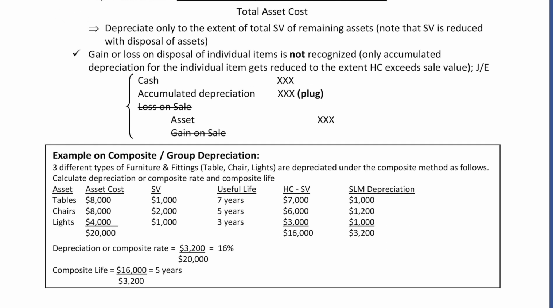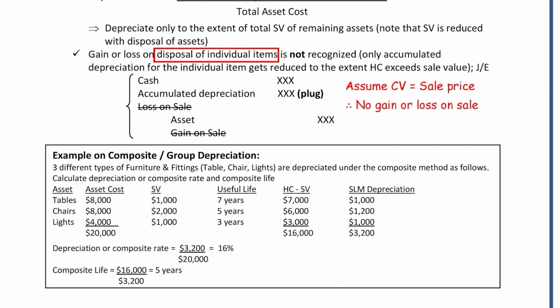Then you have the gain or loss on disposal of individual items. Put a box around that. That's not recognized, so make a note there: assume carrying value equals sale price. Therefore, no gain or loss on sale, and therefore the plug is accumulated depreciation.